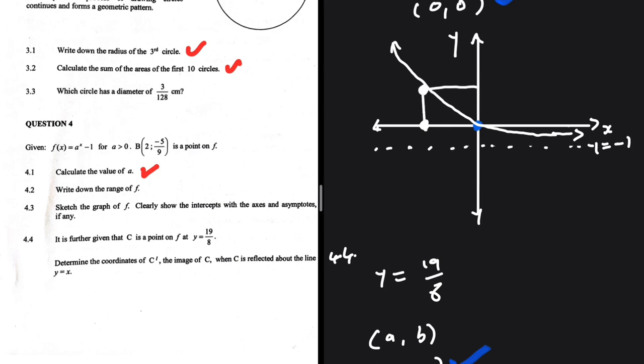This is the coordinate C. But if your graph is somewhere here, then x = -3 would be negative, and when x is equal to -3, y would be negative. You can see that that is actually not supposed to be the case. So in doing 4.4, if you made a mistake in 4.3, you should be able to realize. So when we reflect this, this is C. So C prime should be 19/8 for x, and then y is -3.